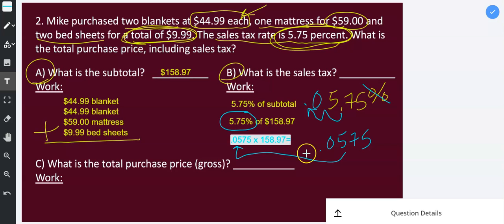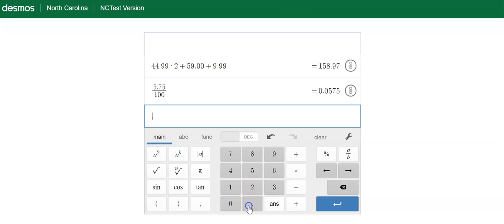You're not going to type a dollar sign into the calculator, so I didn't put a dollar sign here. And if you want, in front of this decimal over here, you could put another 0. A lot of times on the EOG, they'll put a 0 in front of this, and it's supposed to help you to notice there's a decimal there. So it's not necessary, but you can write it. So let's go ahead and type in 0.0575 times our subtotal, which was $158.97.